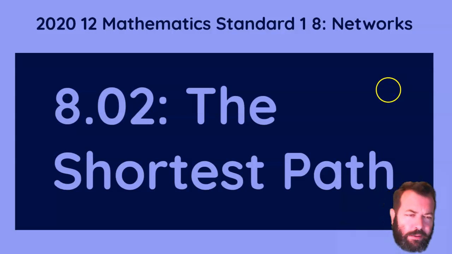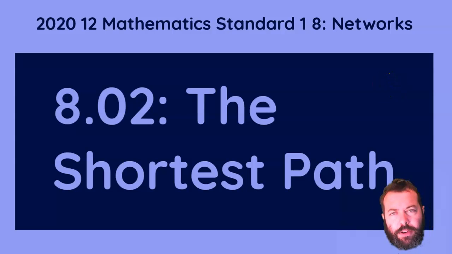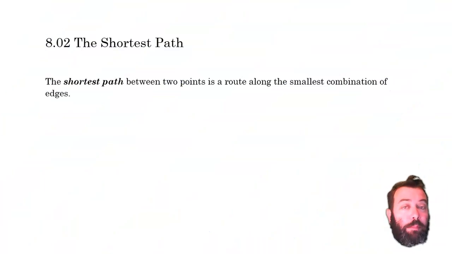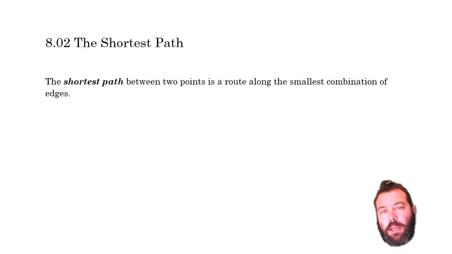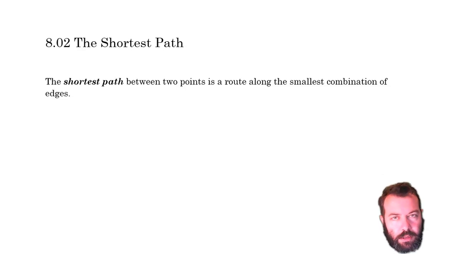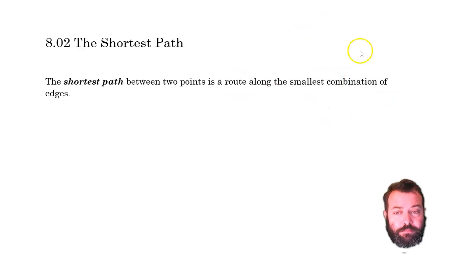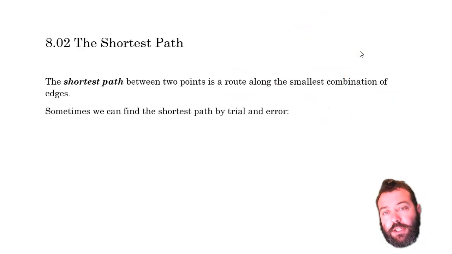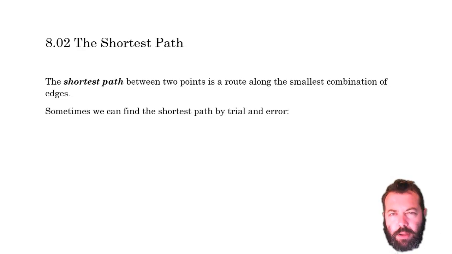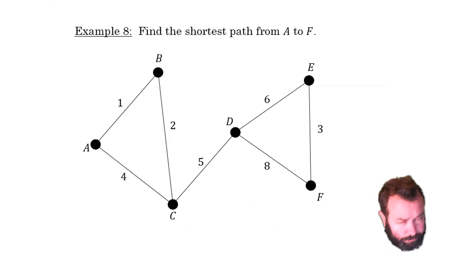We did actually answer a couple of questions the other day in our previous exercise that asked us to find the shortest path. And we're going to look at that in a bit more detail today. Now the shortest path is simply the path from one point to another that uses the smallest combination of edges. And sometimes we can just find that by trial and error. That's what we did in exercise 801.